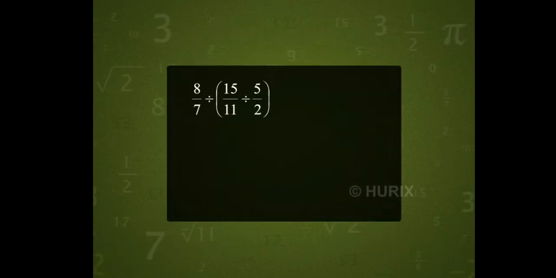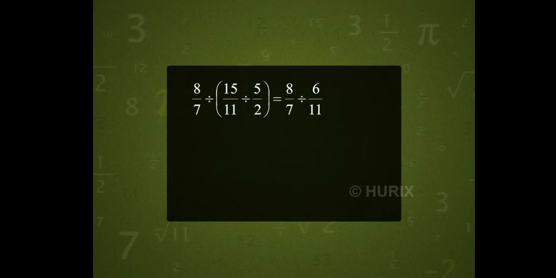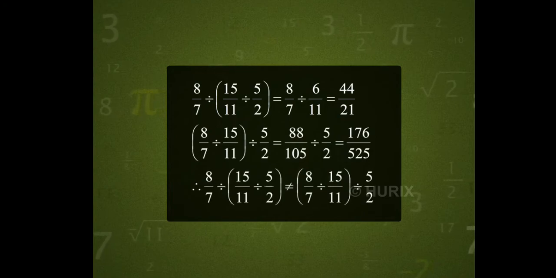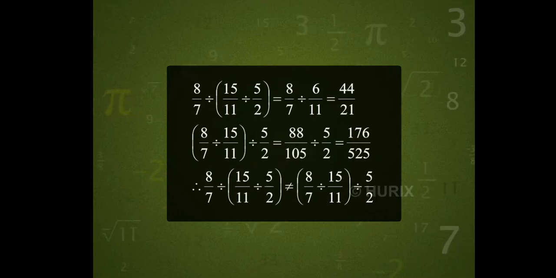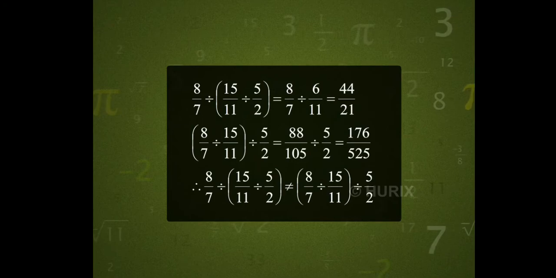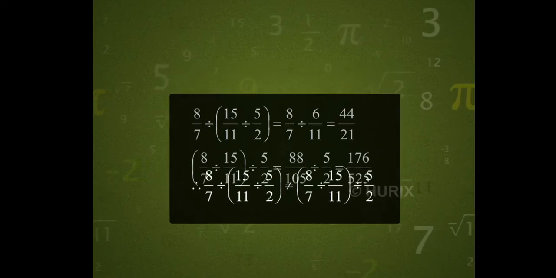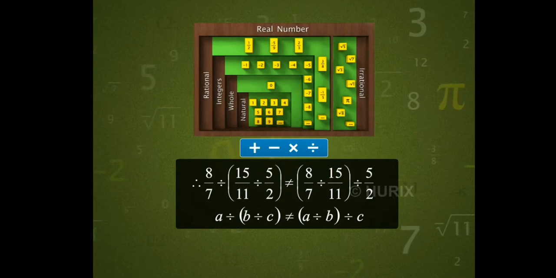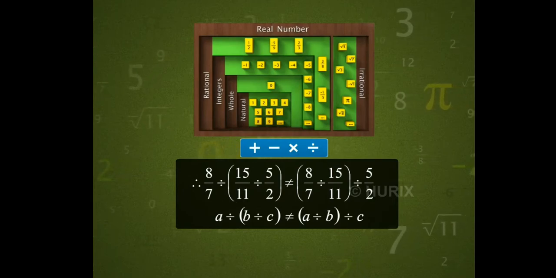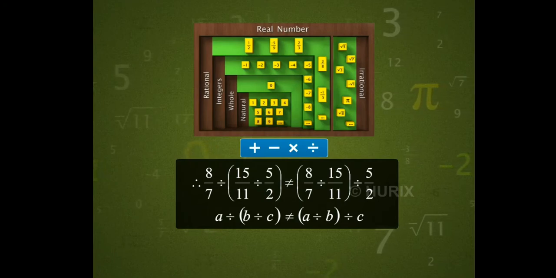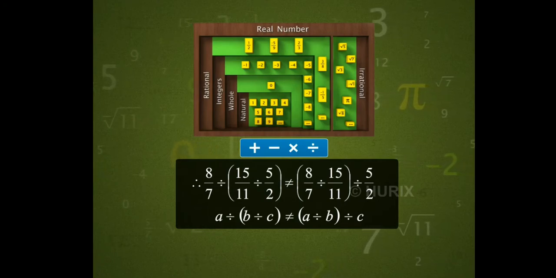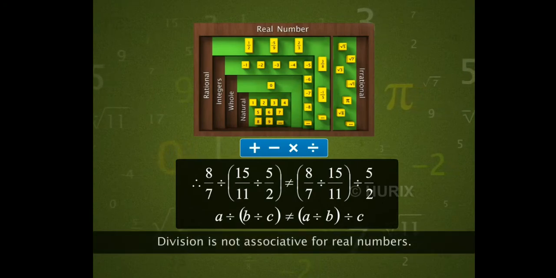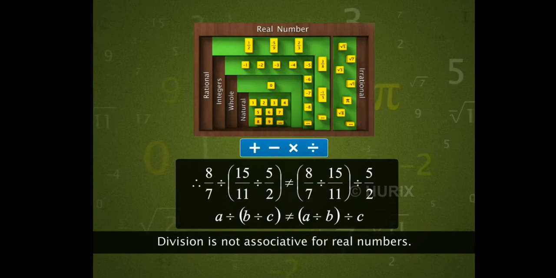Finally, let's check whether division is associative for real numbers. We perform division over three real numbers by grouping any two terms. We find that in both the cases, the results are different. Therefore, for any three real numbers a, b, and c, (a ÷ b) ÷ c is not equal to a ÷ (b ÷ c). Hence, division is not associative for real numbers.